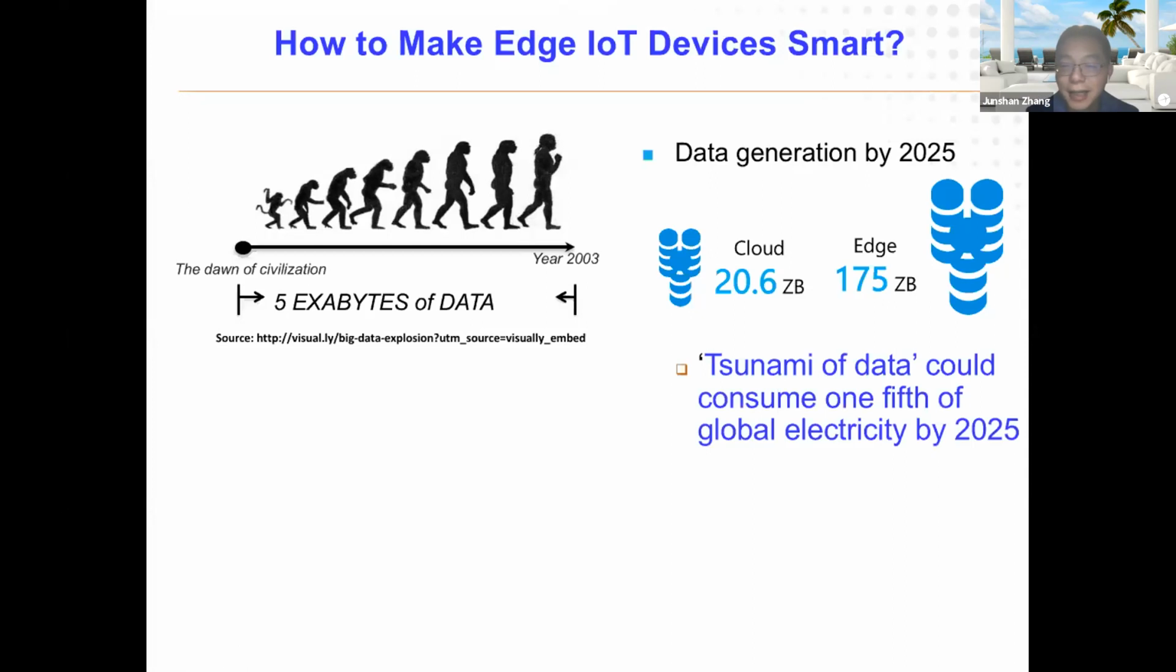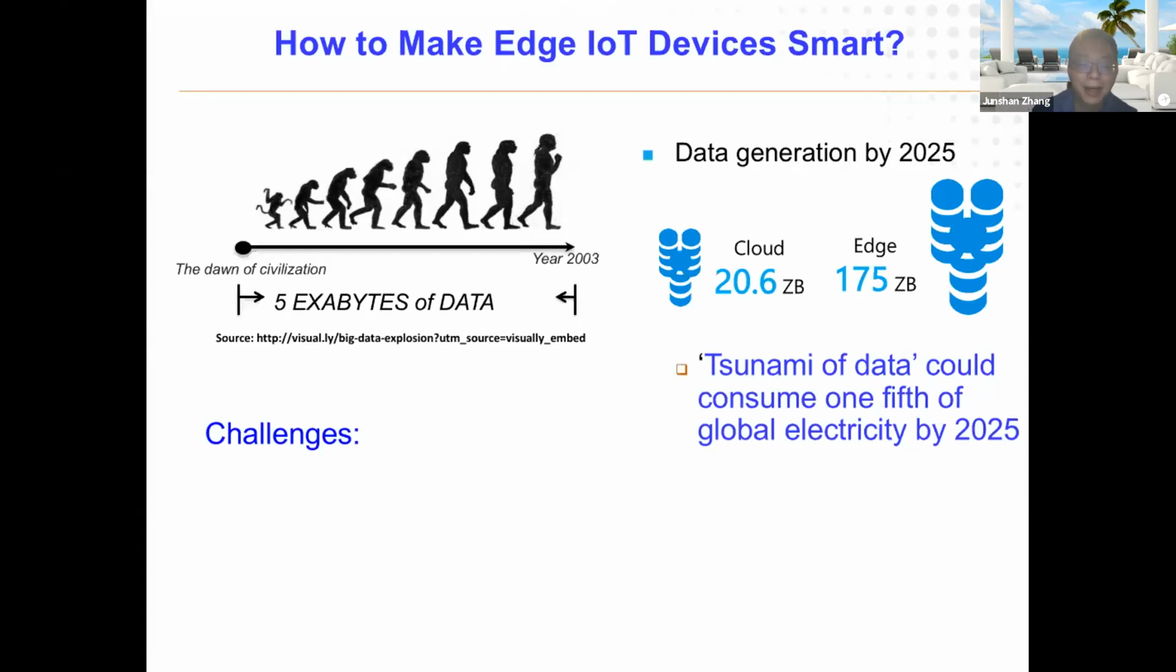There was an article called big data, a tsunami of data, and they say this tsunami of data could consume 20% of the global electricity by year 2025. 20% of global electricity. This is just really amazing.